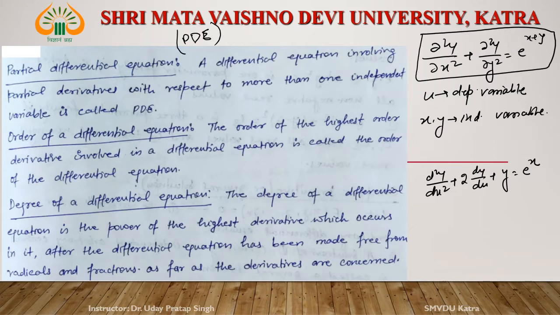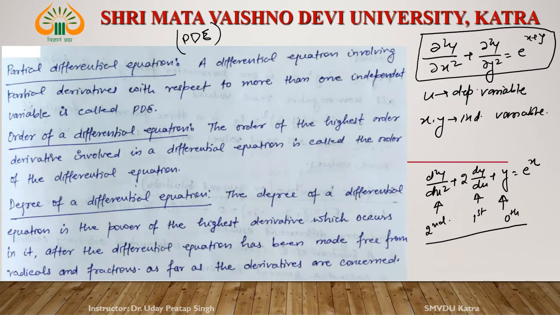What are the different order derivatives involved here? This is zeroth order derivative. This one is first order derivative. This one is second order derivative. So what is the highest order? That is second. So the highest order derivative involved in the differential equation is known as the order of the differential equation.